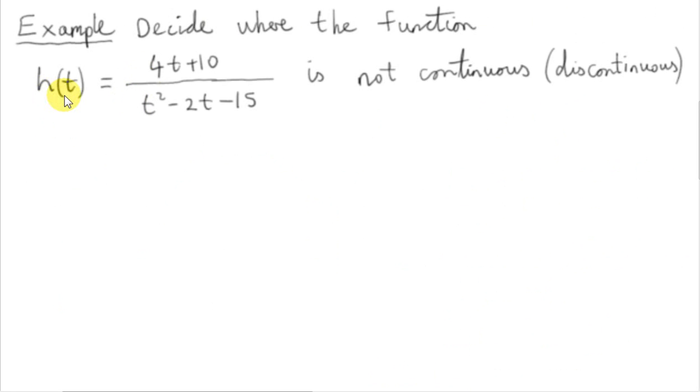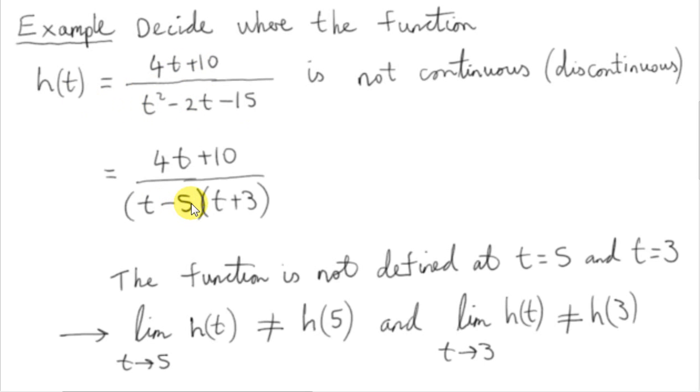In this example, we are going to decide where the function h of t equals 4t plus 10 over t squared minus 2t minus 15 is not continuous. To do that, we are going to look at values of t that make the denominator 0, because when the denominator is 0, the function isn't even defined. If we factorize the denominator, we get t minus 5 times t plus 3. If the denominator is 0, it means that t equals 5 or t equals 3. So the function is not defined at t equals 5, and it's not defined at t equals 3.